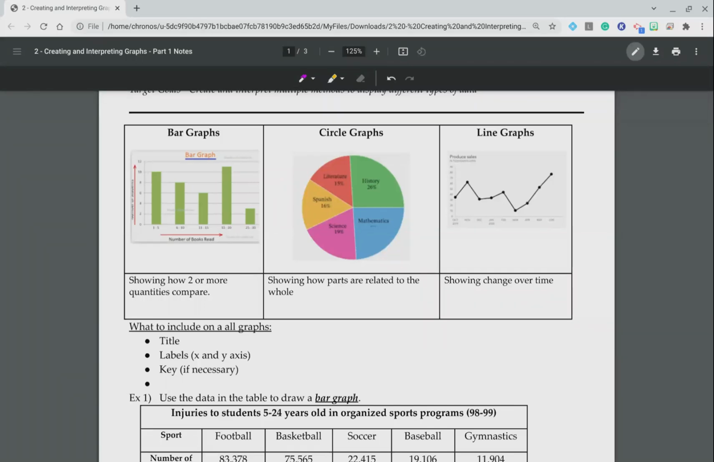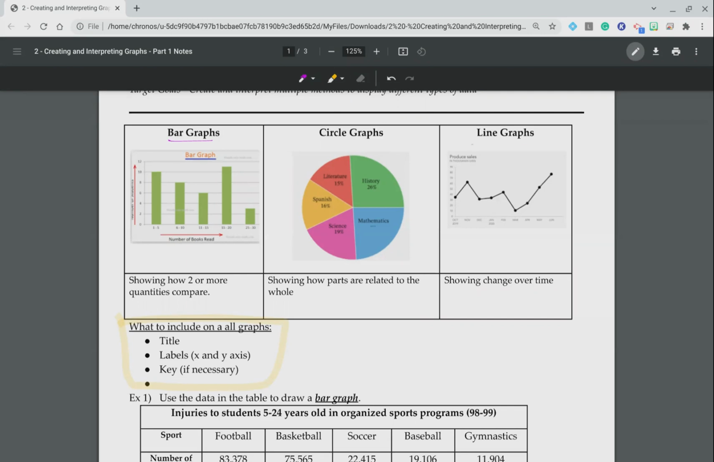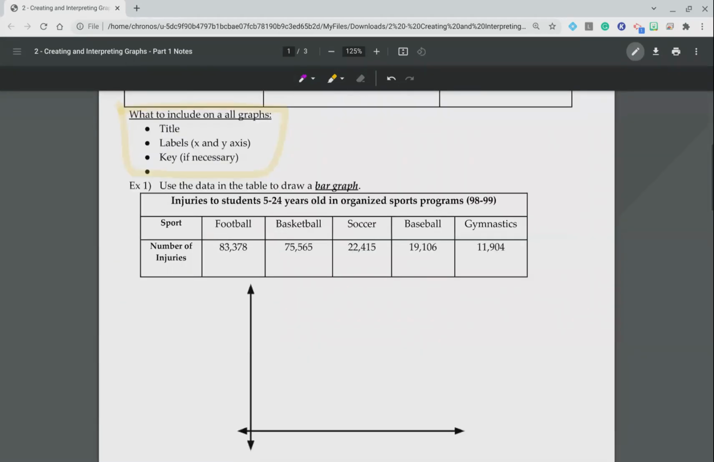Okay, now every time you make a graph, there are certain things that you should include. And here's the list right here. You should have a title. You should have labels for your X and Y axis, and that would be more on like the bar graph or the line graph. And then you have to have a key, so we know what we're looking at. Okay, so let's start with the bar graph.